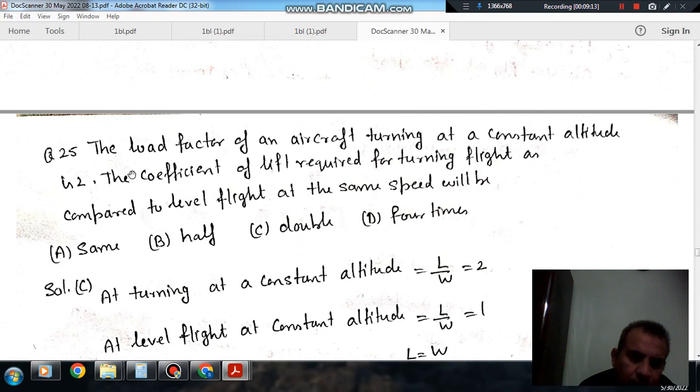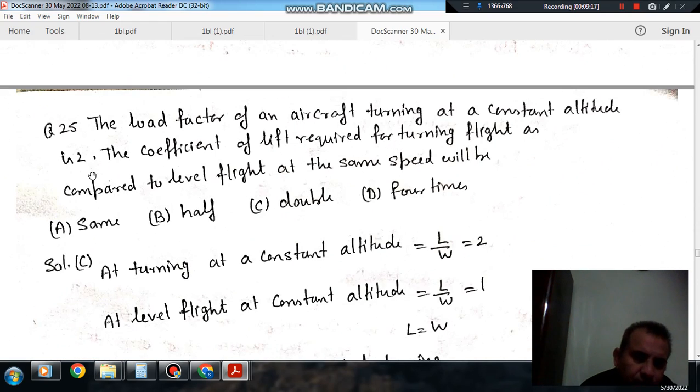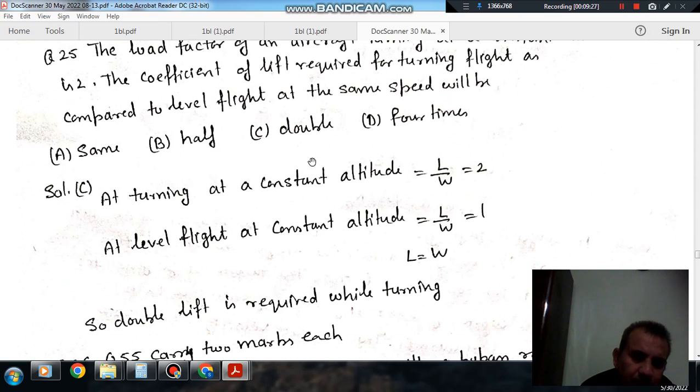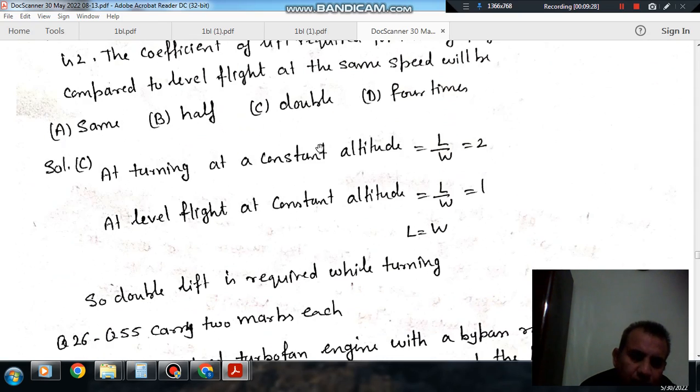So answer is option A. Next, the load factor of an aircraft turning at a constant altitude is 2. The coefficient of lift required for turning flight as compared to level flight at the same speed will be option A same, option B half, option C double, option D 4 times.